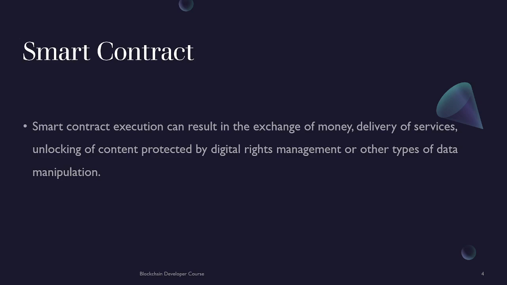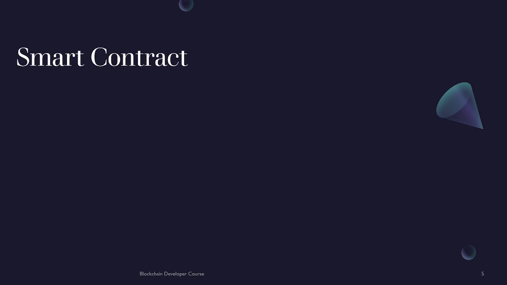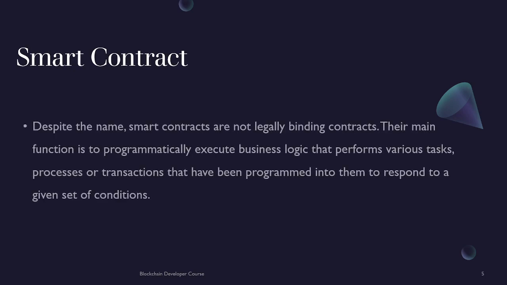So the next question might be, are these smart contracts the same as the real world contracts that we sign? Despite the name, smart contracts are not legally binding contracts. Their name sounds the same, but they are not the same. The main function of a smart contract is to execute some business logic that performs various tasks, processes, or transactions on the blockchain.